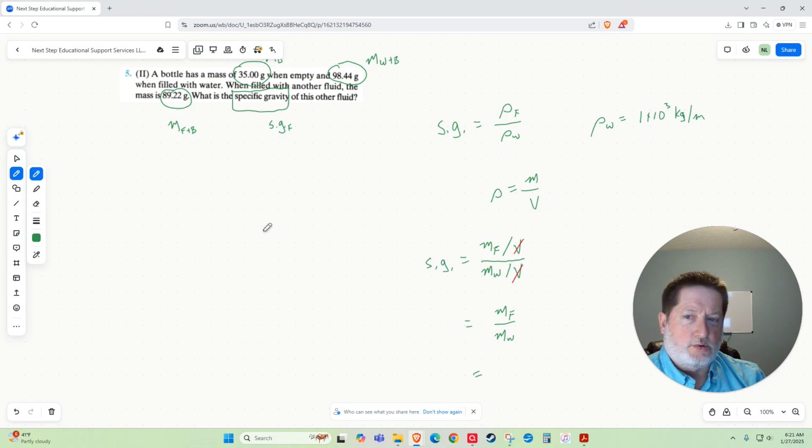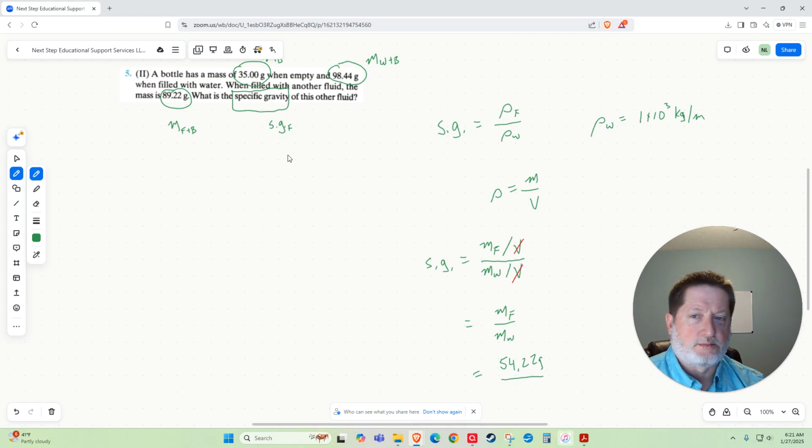So for the mass of the fluid, I'll use my 89.22 grams here and subtract off those 35 grams, leaving me with 54.22 grams for my mystery fluid. And then for my water, I've got 98.44 grams, subtracting off the 35 grams for the bottle. That's going to leave me with 63.44 grams.